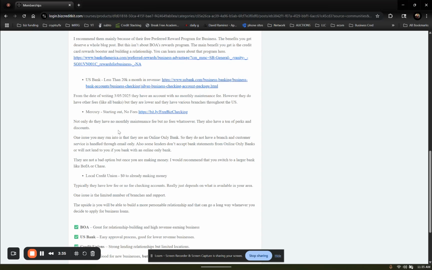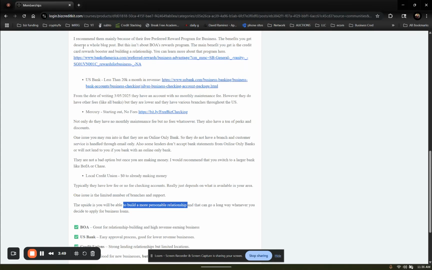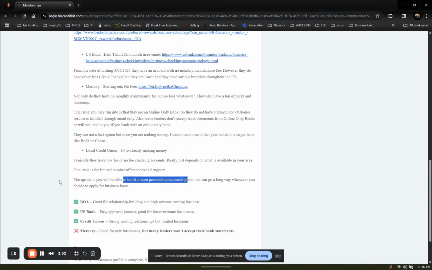But things are slowly changing. The other one, if you don't want to go with a fintech, is a local credit union. From $0 to already making money. The great thing about credit unions is that you can build a much more personable relationship than you can at all these other banks. Usually local credit unions have very specific campaigns in their regions. They may say they only want to work with businesses in XYZ county, or only Arizona businesses, etc. Their bankers are very specialized in very specific things sometimes. So that can be both good and bad.